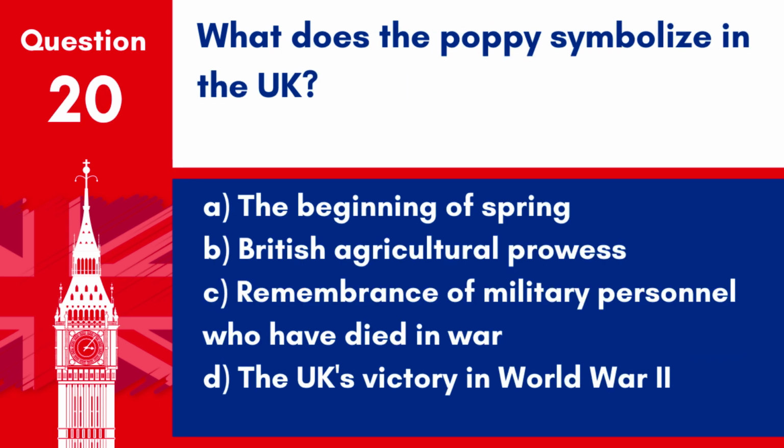Question 20. What does the poppy symbolize in the UK? A. The beginning of spring. B. British agricultural prowess. C. Remembrance of military personnel who have died in war. D. The UK's victory in World War II.